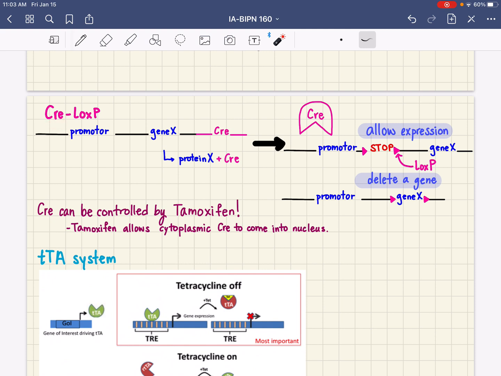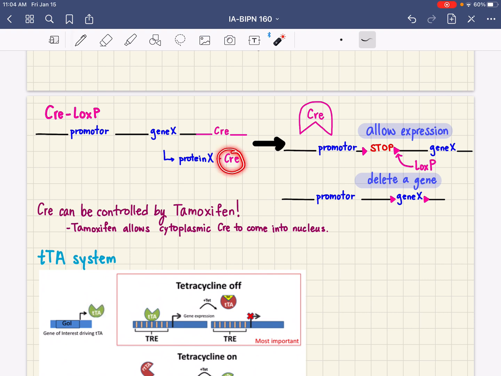Okay, so let's talk about Cre-Lox-P. So Cre-Lox-P, we take the gene for Cre and we put it at the end of gene X. I believe we can also just put it after the promoter. We don't need gene X, I think. So what happens? This promoter drives the expression of protein X plus Cre, right?